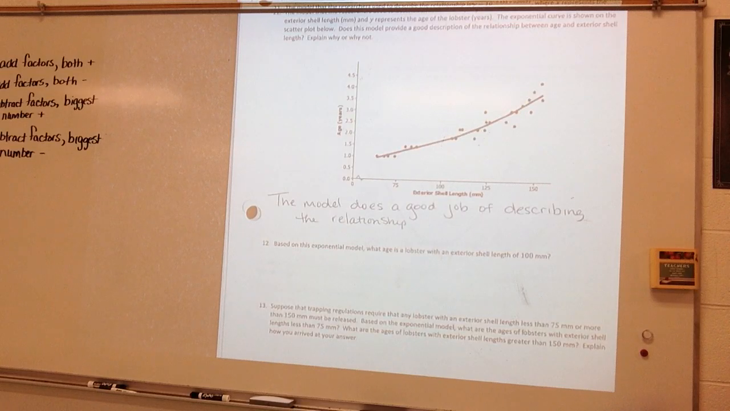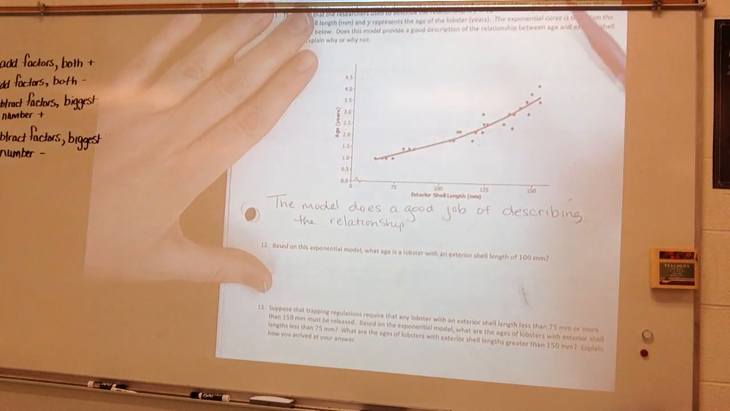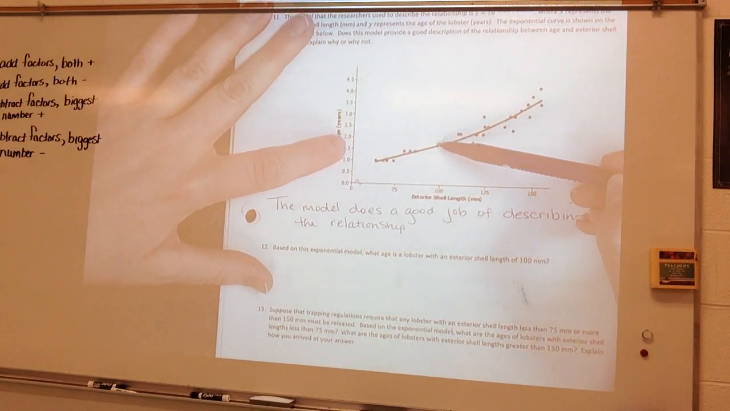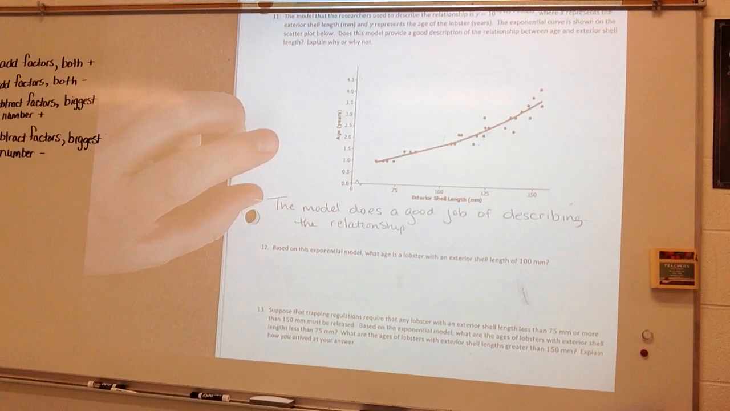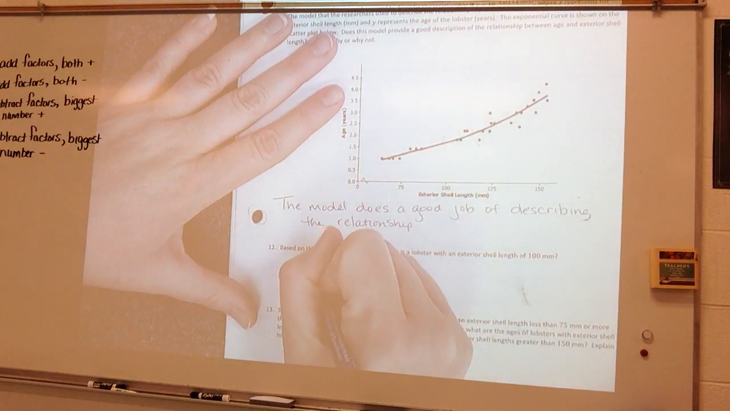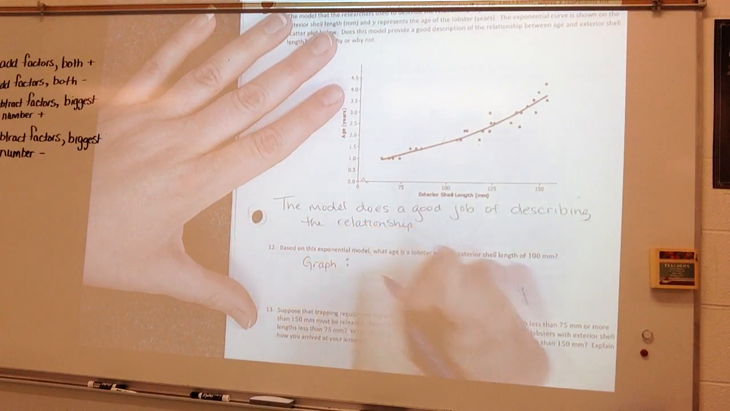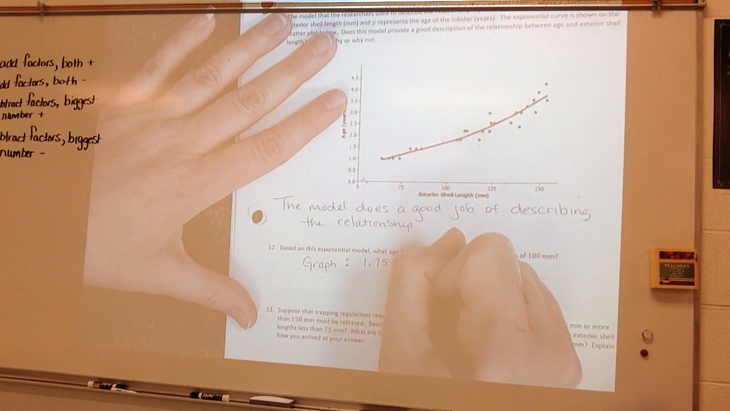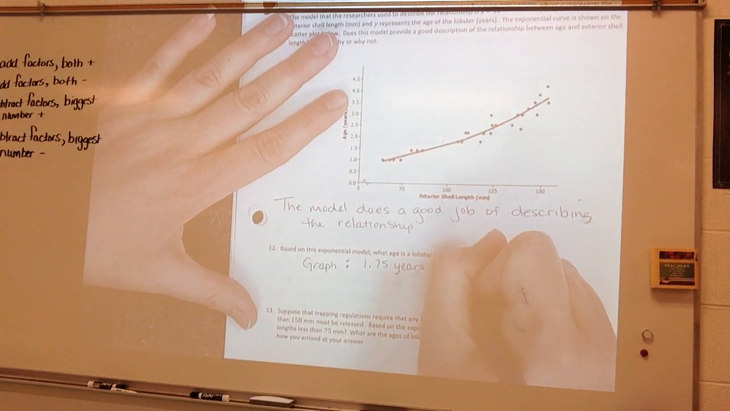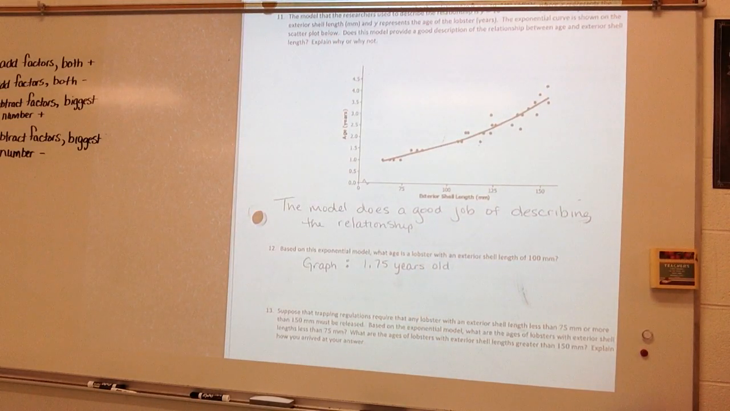Based on this exponential model, what age is a lobster with an exterior shell length of 100 meters? All right, well, looking at the graph, 100 meters would be around 1/7500 years old. All right, so we can say about 1/7500.